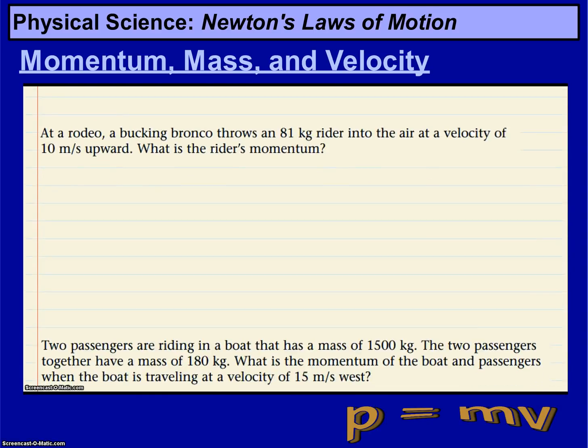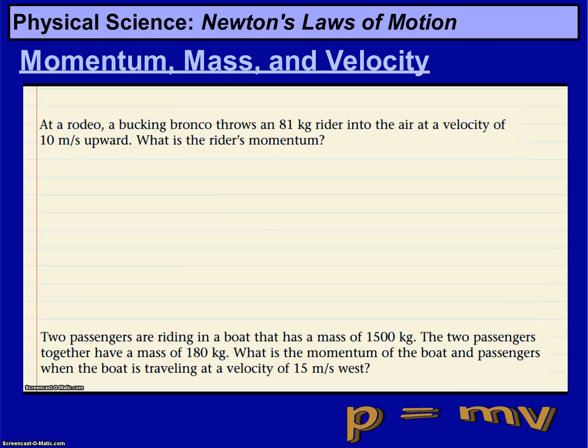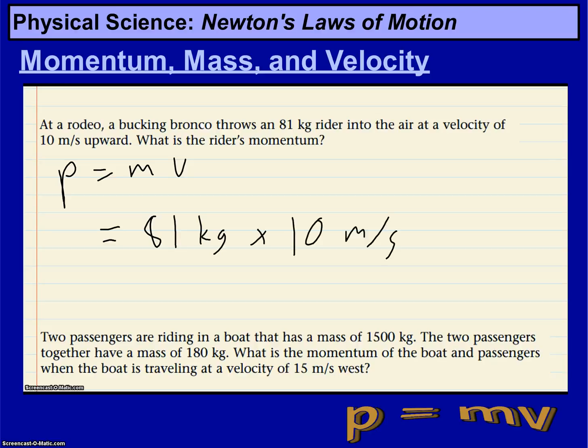Okay, so let's try a couple problems. First off, looking at this particular problem, the bucking bronco is going to throw an 81 kilogram rider, remember, mass is measured in kilograms, into the air at a velocity of 10 meters per second upward. Again, velocity is a vector quantity and has to have a direction. So momentum is going to be P is equal to mv, so we just need to take the mass of the rider, 81 kilograms, and multiply that by 10 meters per second. Remember, you're going up.